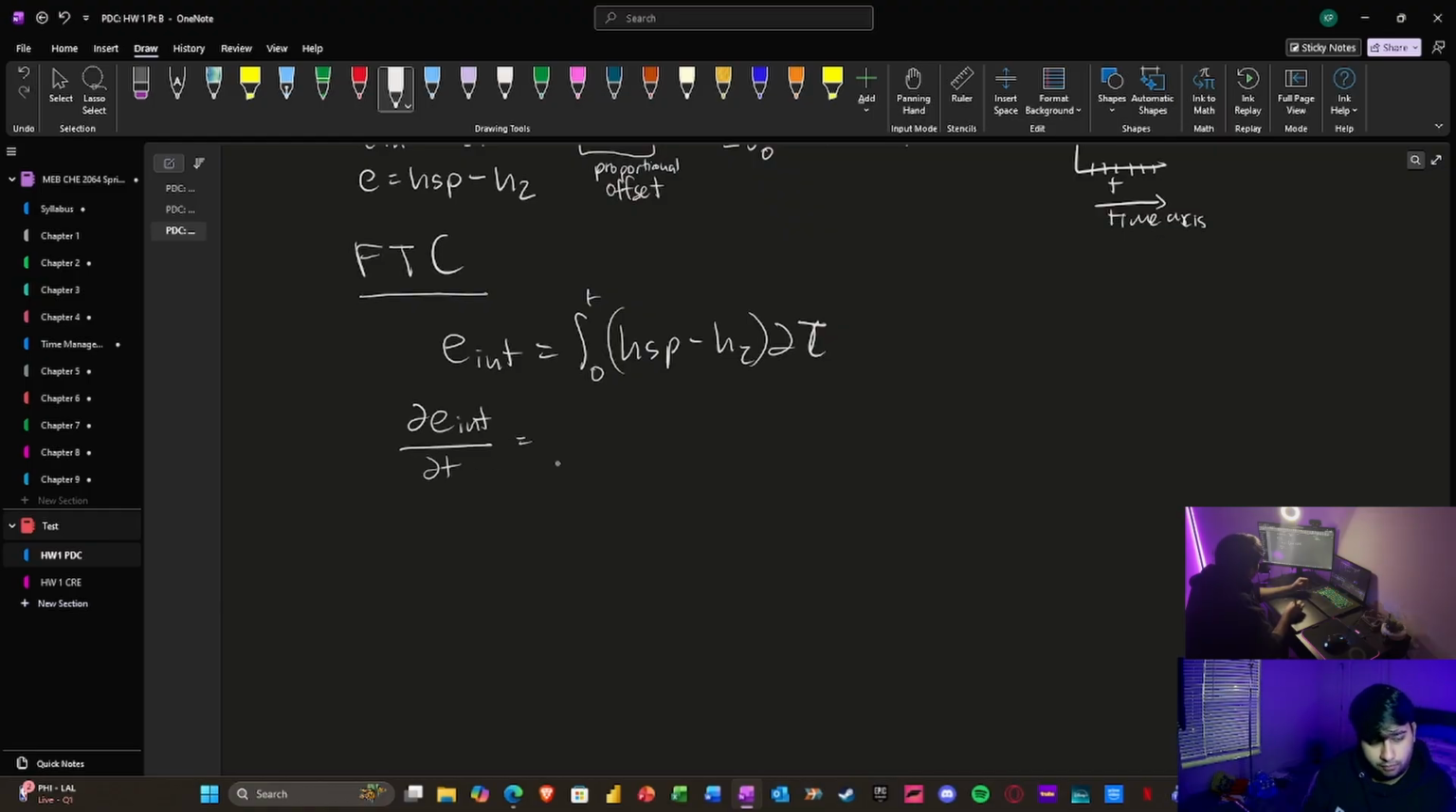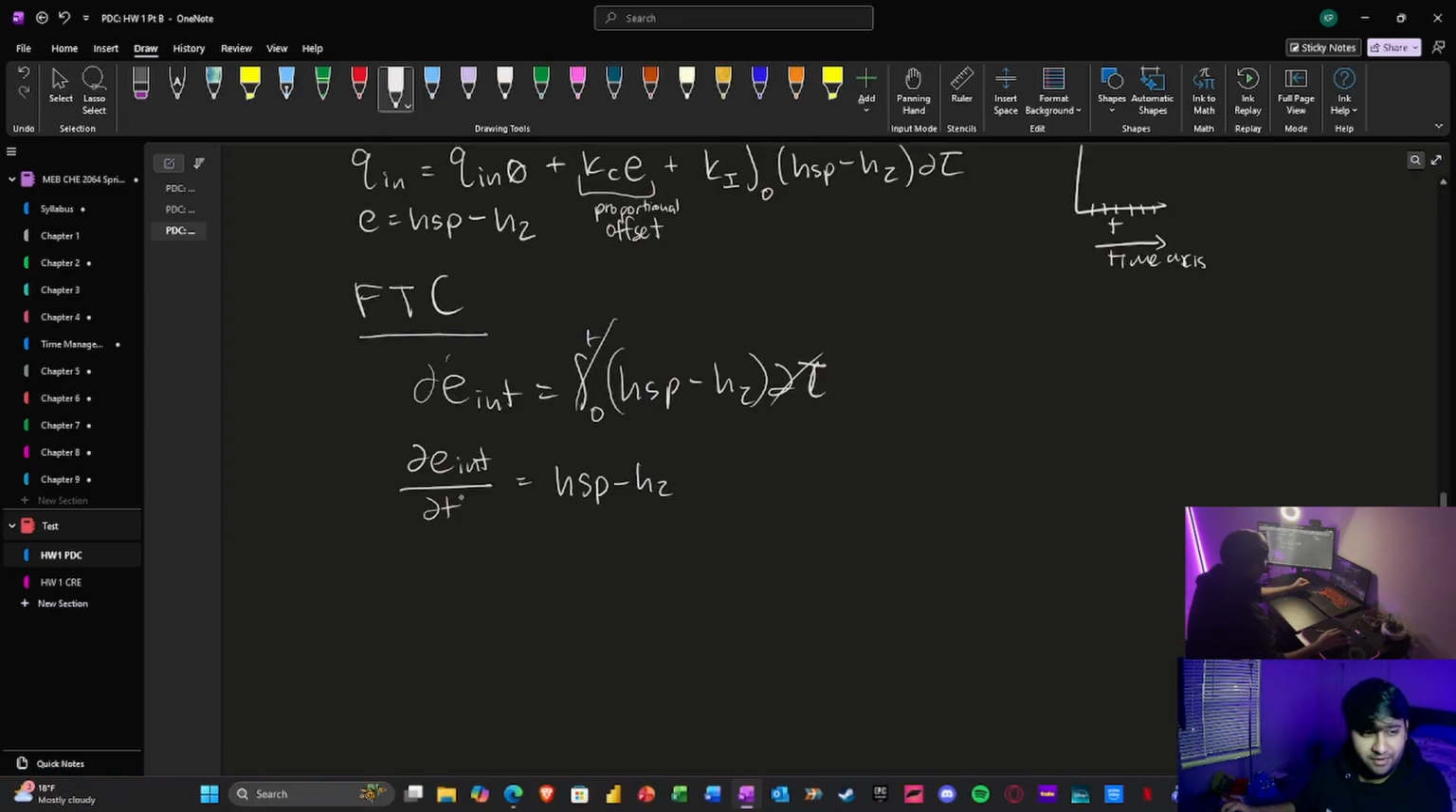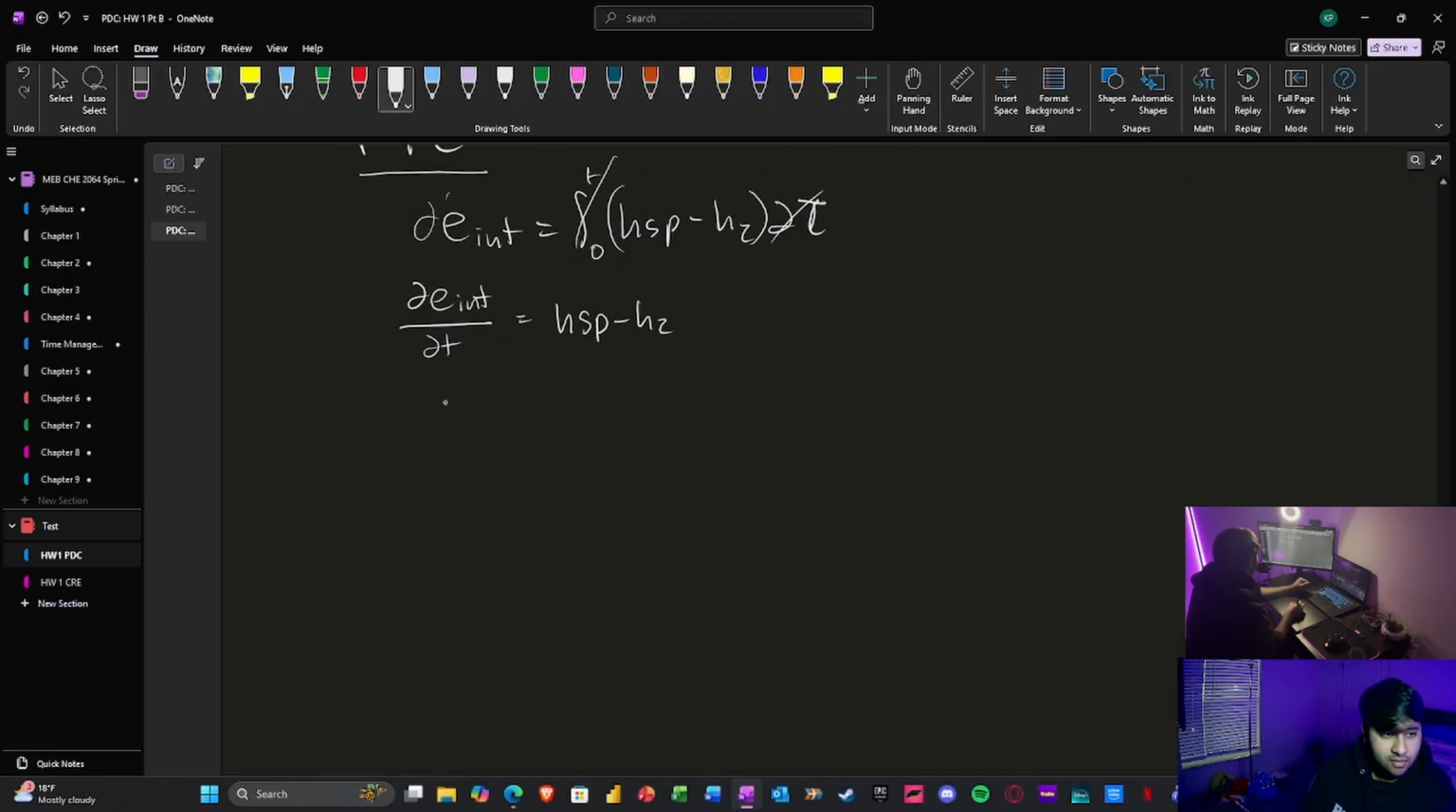So, if we take the derivative, this basically just cancels out the integral, because we're taking the derivative of the integral. And according to the fundamental theorem of calculus, this is what it will do. So we're left with whatever our error is, which is the set point minus the height of tank 2, my bad. And we're just going to plug this in. So we're left with our Qin initial plus the Kc times error plus the Ki times the integral.